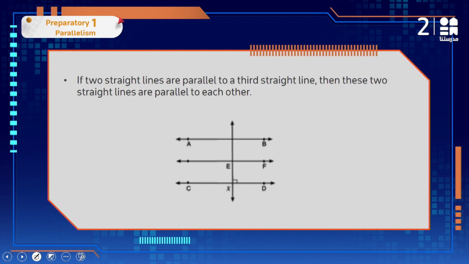each other. يبقى هنا ال condition جاي ازاي؟ ال straight lines are parallel. أنا بدأت بال parallel. Okay? To the third straight line. Then these two straight lines are parallel. يعني one of them is parallel to 2, so the 3 lines are parallel to each other.